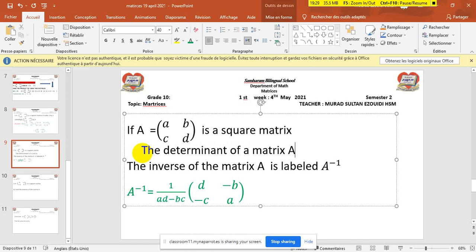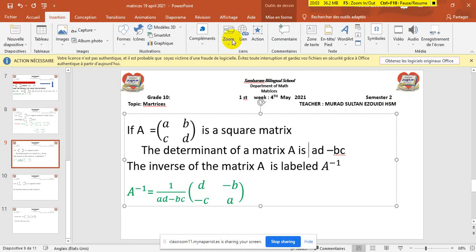Here we told A is equal, look, you will make AD minus BC. This is the determinant of a matrix, and let's say it's labeled as the absolute value of A. I will just write it here in symbols.